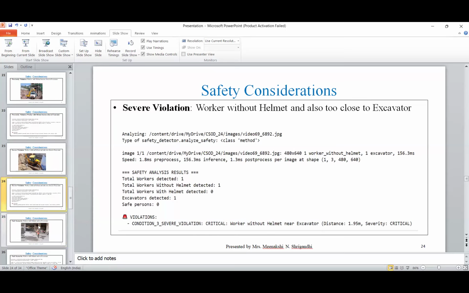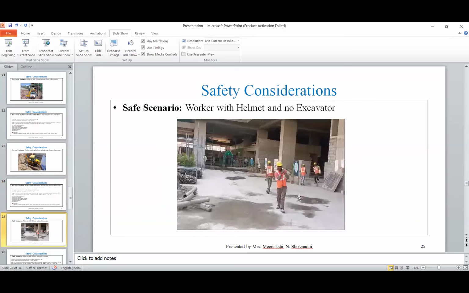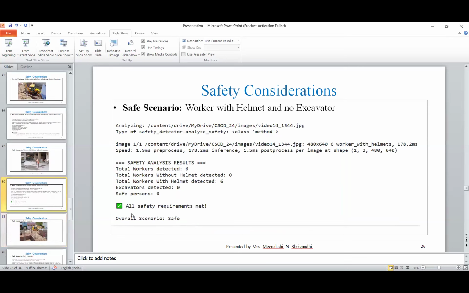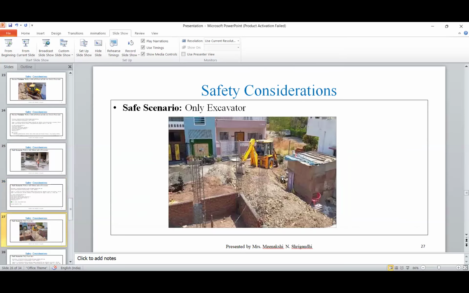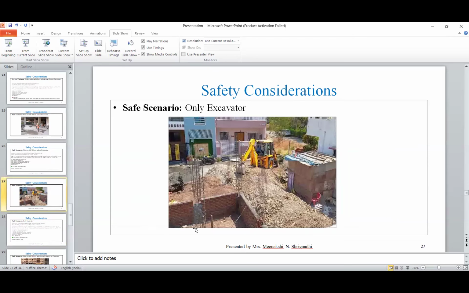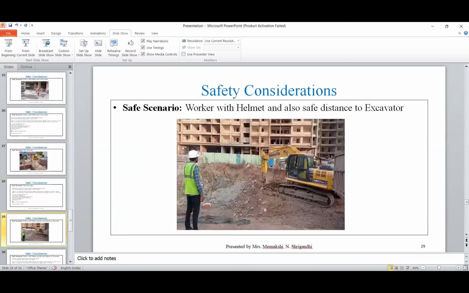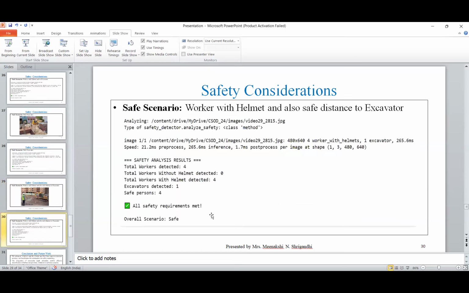In another scenario, we can see that the workers all are wearing helmets and there is no excavator. So in this case, it's a safe scenario. Here also, only excavators are seen in the video frames with no workers in the surrounding. So you can see that it is also a safe scenario. Again here, workers with helmet are maintaining a safe distance to the excavator. So here, both the safety rules are followed. So it again is a safe scenario.